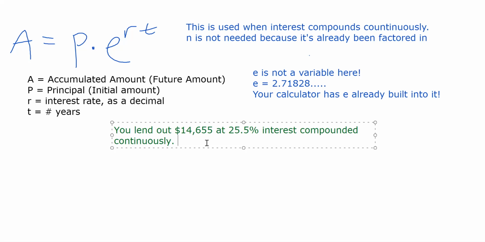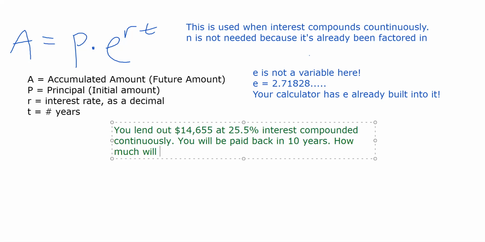So anywho, you lend out $14,655 at 25.5% interest compounded continuously. You will be paid back in 10 years. So this can almost be seen as an investment. You're able to part with this money for now because you're hoping in 10 years you're going to get so much more back, and then you can do more with it. Think about a retirement fund. If you know you're not going to retire for 30, 40 years, you start saving money now, it's going to come back in greater amount. How much will you be paid back? How much will the person who's borrowing from you owe you?